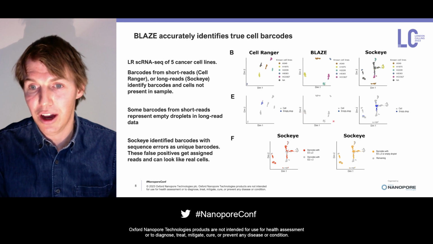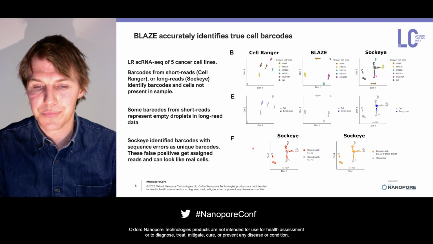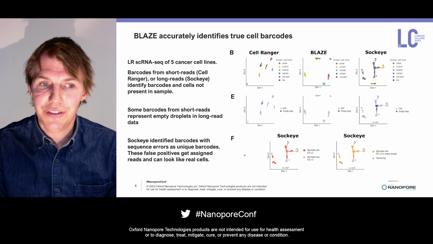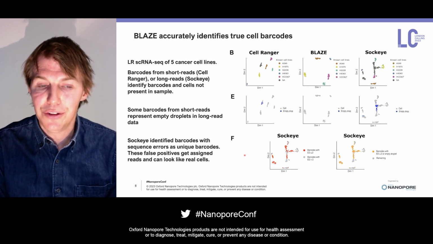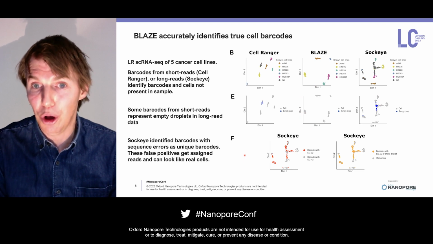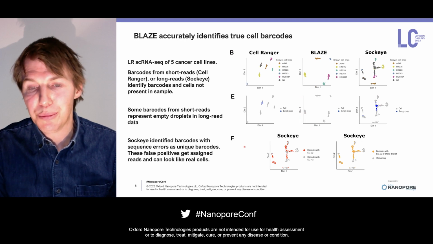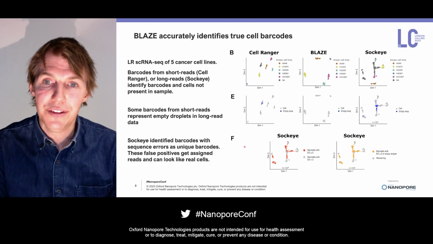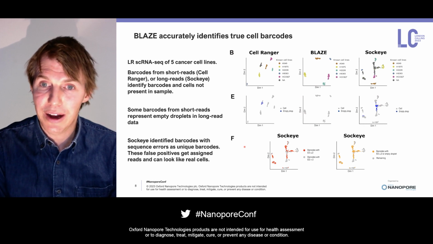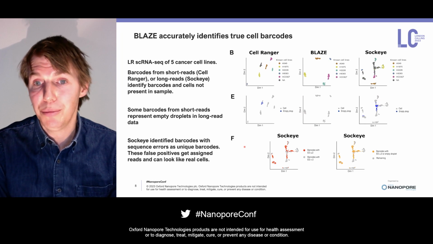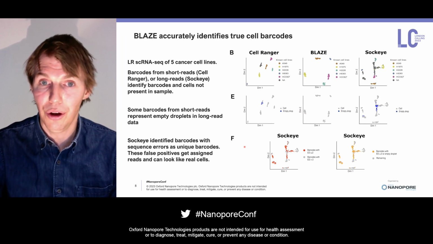You'll notice we did not find any of these with Blaze, but we did find quite a few of them with Sockeye as well. Sockeye also appeared to have a separate problem where it would identify barcodes with sequencing errors as true unique barcodes. However, these are actually false positives, and we're showing all of these false positives here. These can be a problem for several reasons, and one of them is that because the barcodes are very similar to real barcodes, these false positive cells can be assigned reads and sometimes actually look like real cells, although they are not.